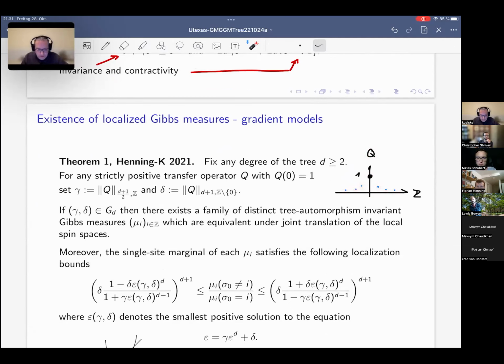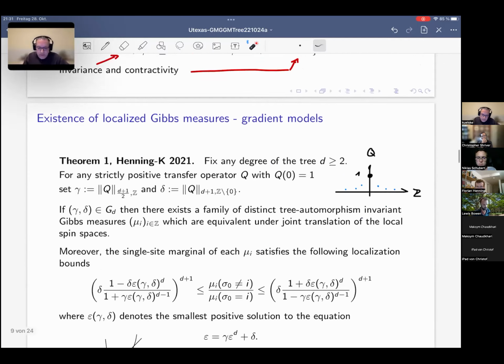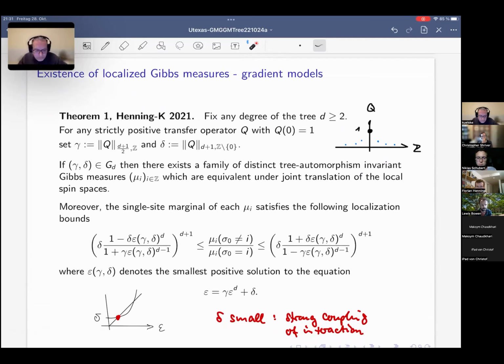So for instance, this can be achieved in this example of the so-called SOS model by choosing beta large. In any reasonable model, it can be achieved by choosing beta large. And so if the Q doesn't satisfy anything else, it can be wiggly here somehow. It doesn't need to be monotone or log-convex or anything. Then there exists a family of distinct tree-automorphism-invariant Gibbs measures mu_i.